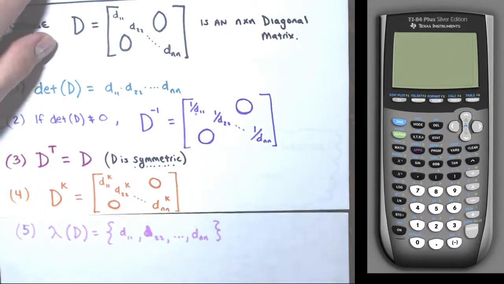Okay. So now we've talked about diagonal matrices and why they're so nice and why we would like to, if we can, take a square matrix A and find a way to translate it into a diagonal matrix. Let's get into that process now.